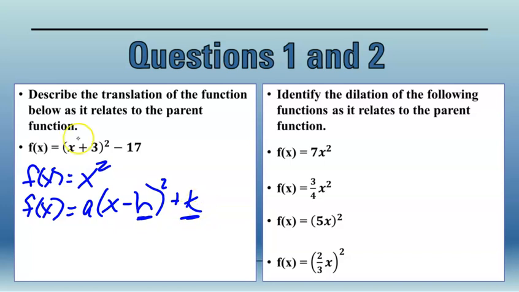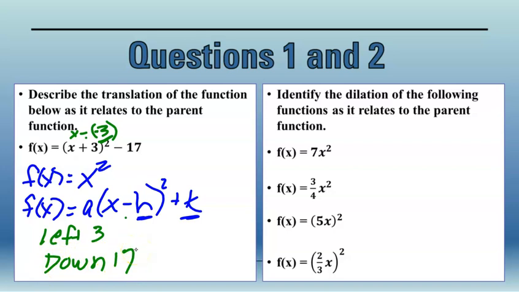Now if I look at here, I have an x plus 3, which really means this is x minus a negative 3. X minus a negative 3 is the same thing as x plus 3. Now I can see my h is in the same location as the negative 3. So from 0 for the parent function, which is at 0, 0, to get to negative 3, I would go left 3. And then the k, it has a minus 17. That means I go down 17.